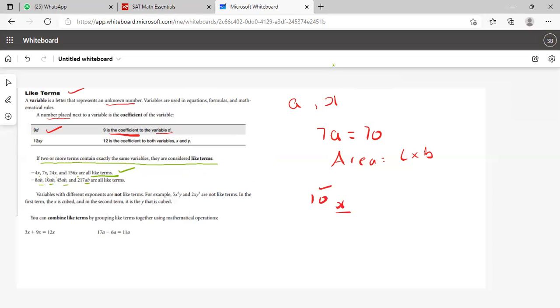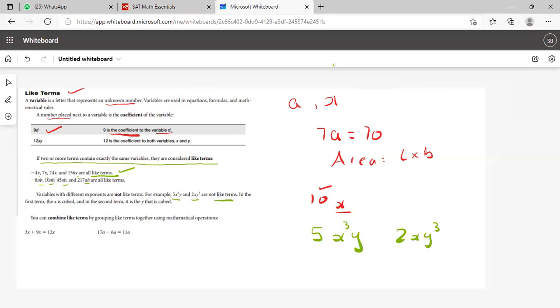Variables with different exponents are not like terms. I'll explain what they mean by this. For example, 5x cube and 2xy cube are not like terms. Although we have 5xy and 2xy, there's a difference. We have cube on x, and in this case, we have cube on y. So although x and y are the same, it has not only to do with x and y, we also need to see the power, right?